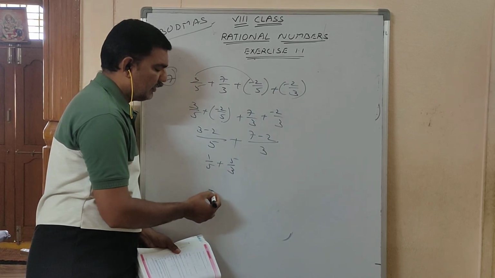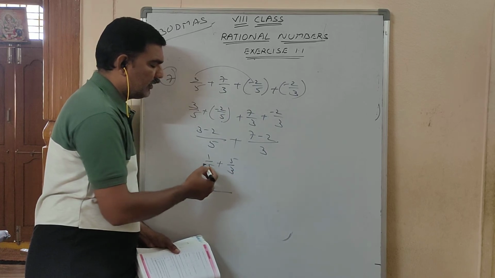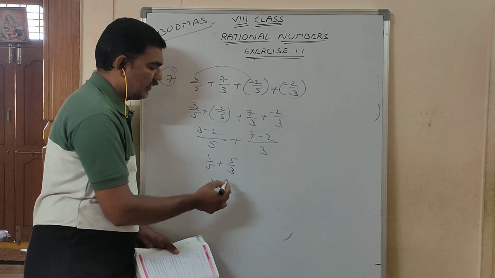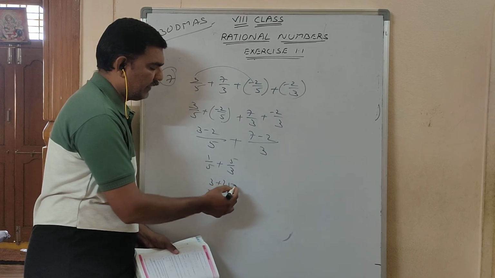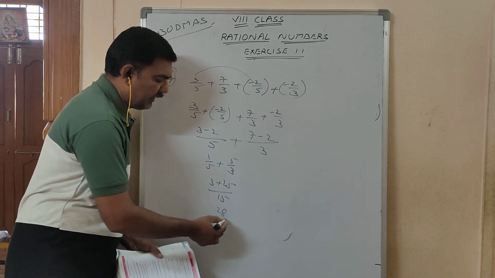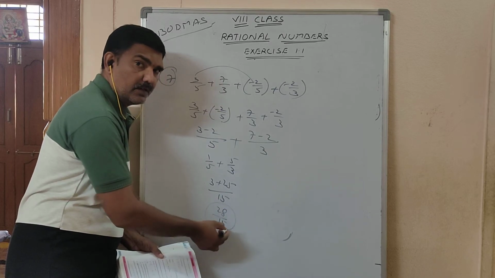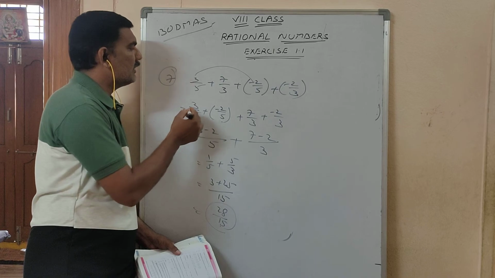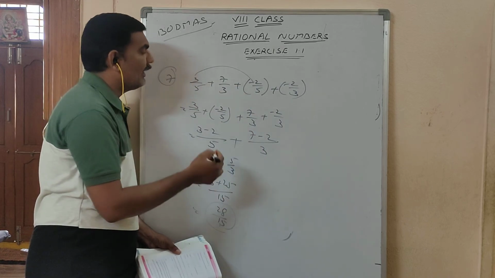Now LCM: 5 and 3, different denominators are there. The LCM is 15. Here 3, here 5 5s are 25. So you are getting 28 by 15. 28 by 15 you got it. What does this mean? You evaluated its value.